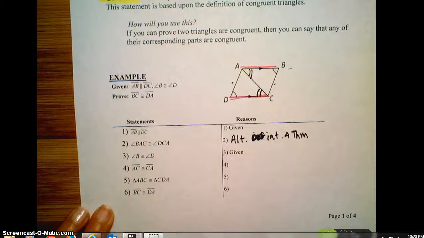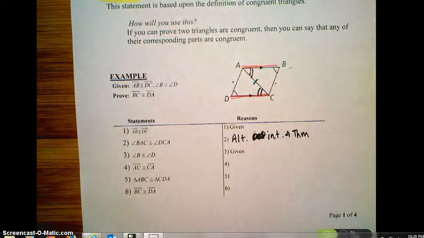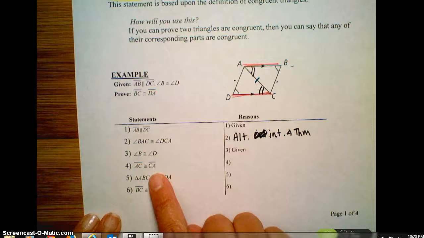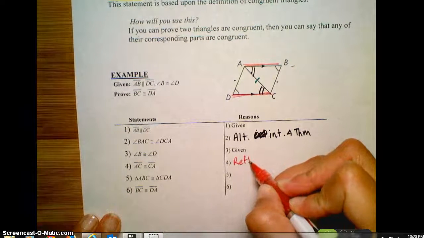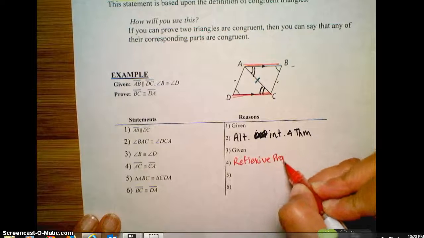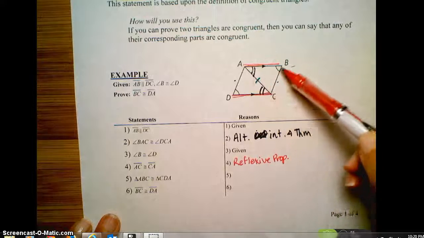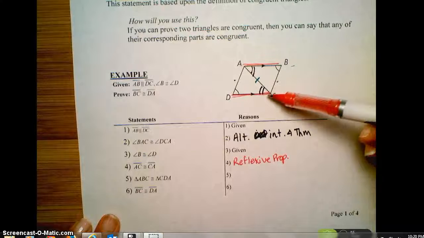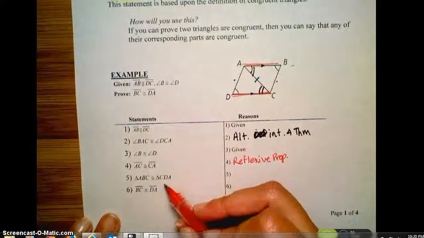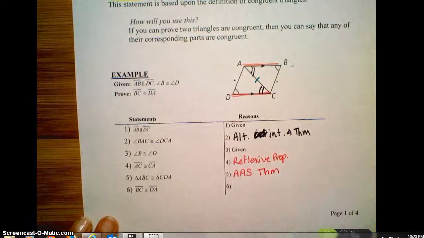I do, though, have the reflexive side right here of segment AC congruent to segment CA. They reversed it. You're welcome to say AC is congruent to AC. Either way, your reason is the reflexive property. At that point, if you take a look at the markings on the picture, you have angle side marked on both pictures, and again they went ahead and wrote the correspondences and gave you the congruent statement. So this is angle side theorem.